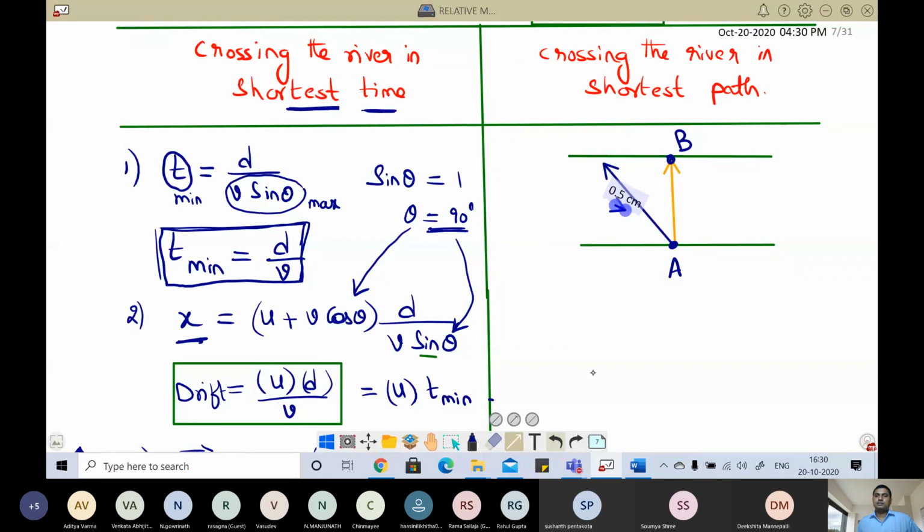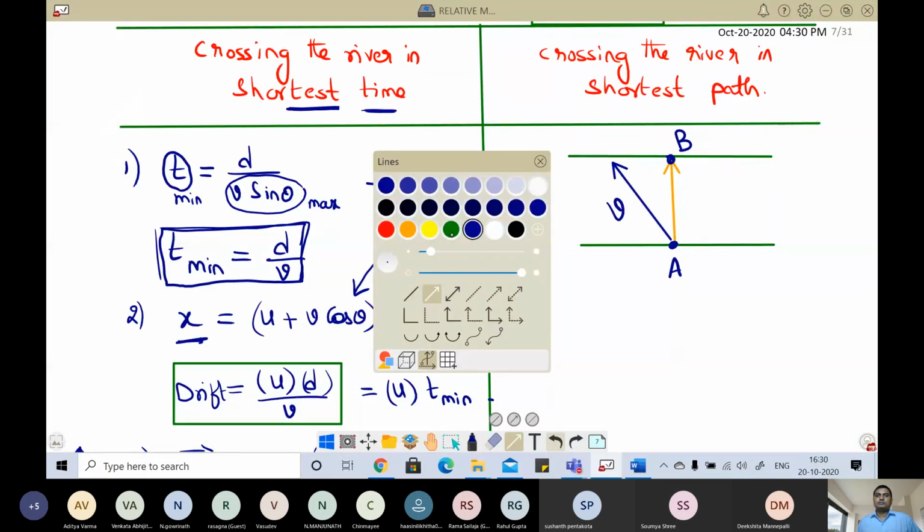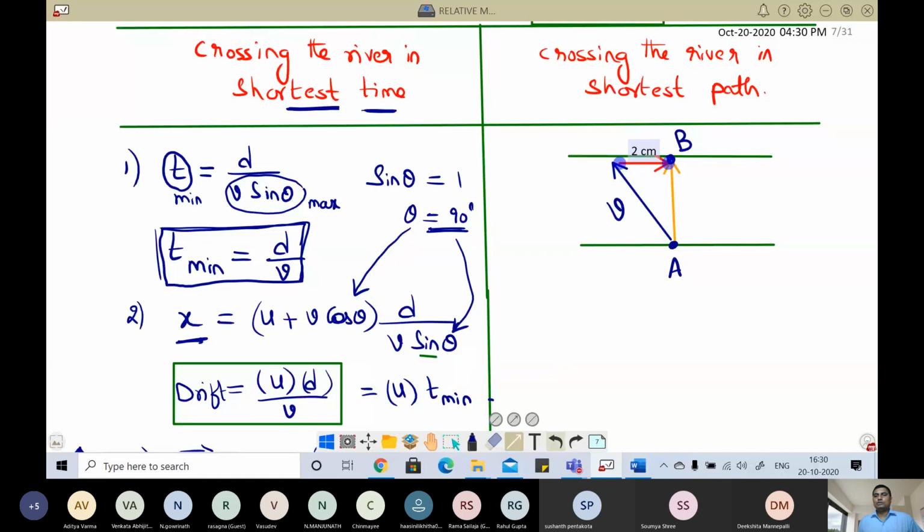That is called man's effort, which is nothing but called v. And this is called the river velocity u. Then only it's possible. This is called velocity of man with respect to ground.